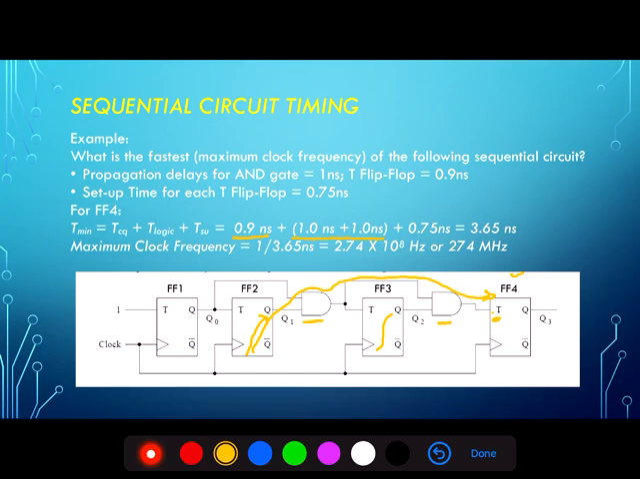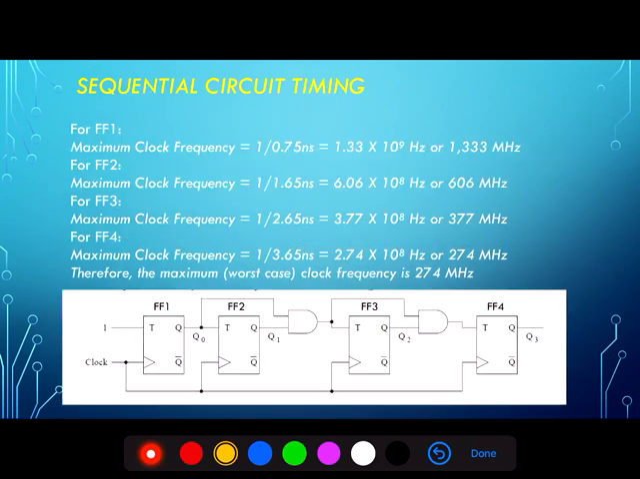So here's the delay for the 2 AND gates, and then finally we have the setup time for flip-flop number 4, bringing us to a total of 3.65 nanoseconds. And taking the reciprocal of that, we get 274 megahertz.